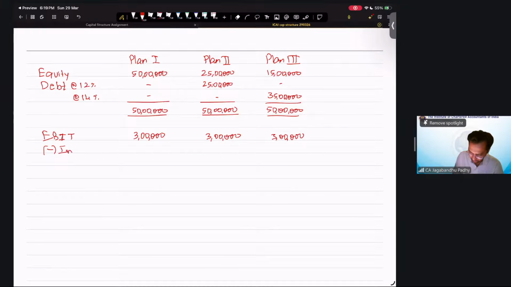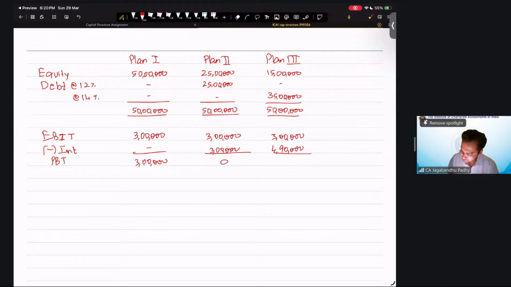From this, we are going to subtract the interest, which is 0 for plan 1, then 25 lakh into 12% is 3 lakh for plan 2, and on the other side, it is 35 lakh into 14%, which is 4 lakh 90,000. So we have the PBT as 3 lakh, 0, and negative 1 lakh 90,000.